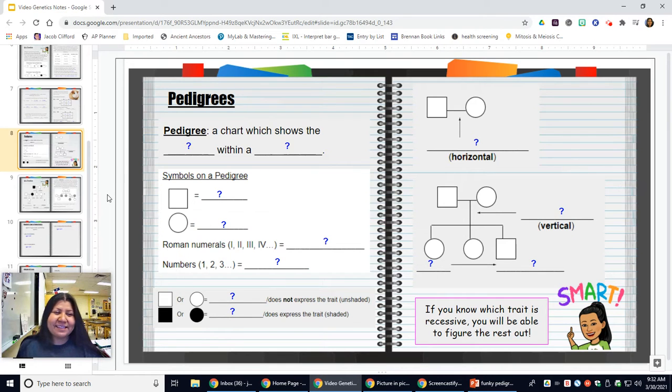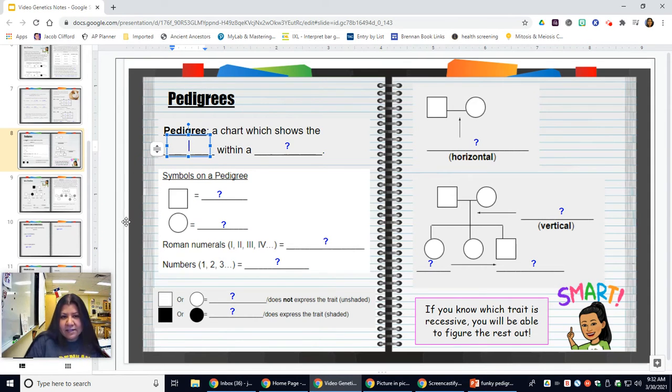All right, so these notes are going to be really short. We're going to go over pedigrees, which you may know as family trees. So this is going to be really easy, and personally, I like this set because it's a lot of fun. It's interesting to see the different pedigrees. So a pedigree is a chart which shows the traits within a family.